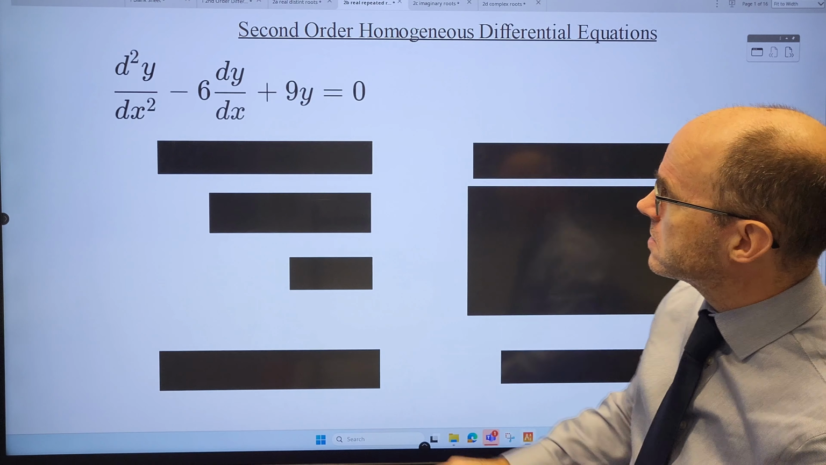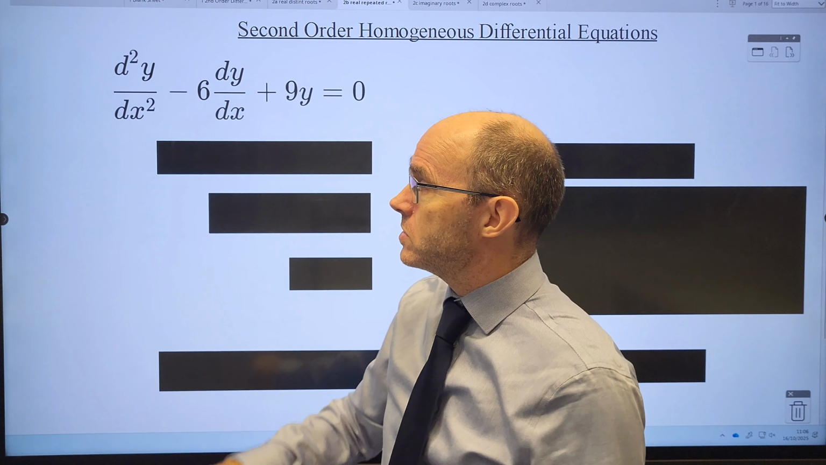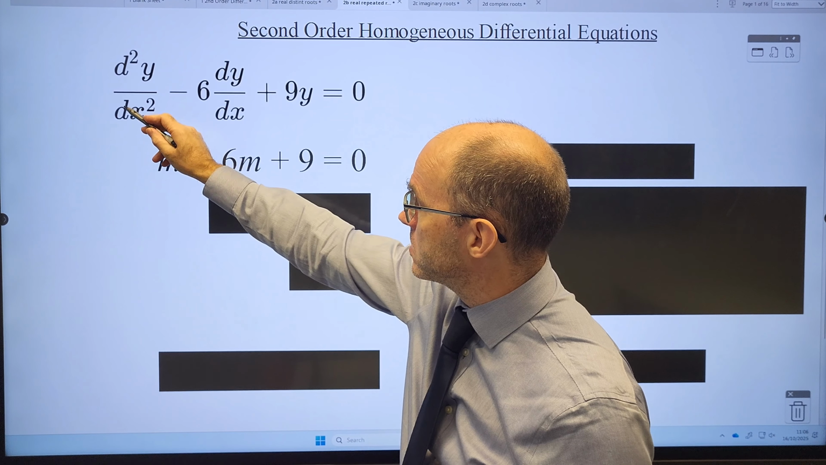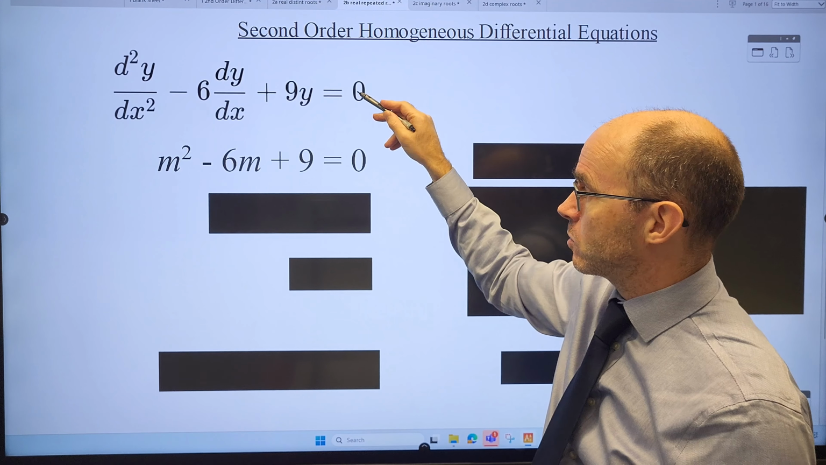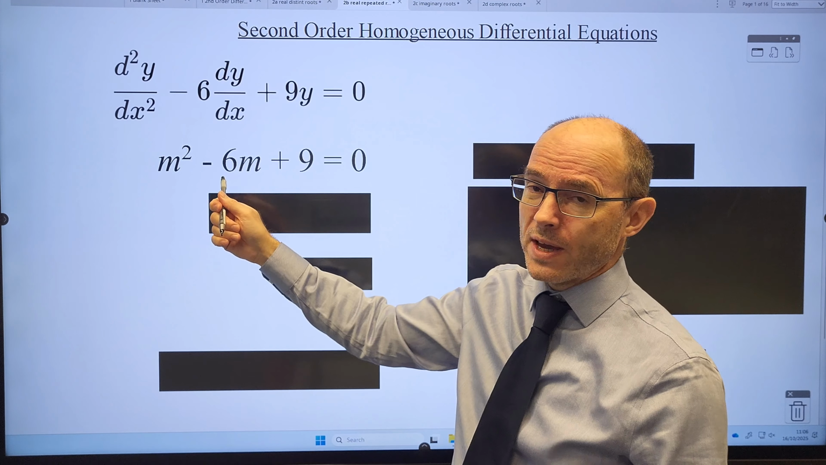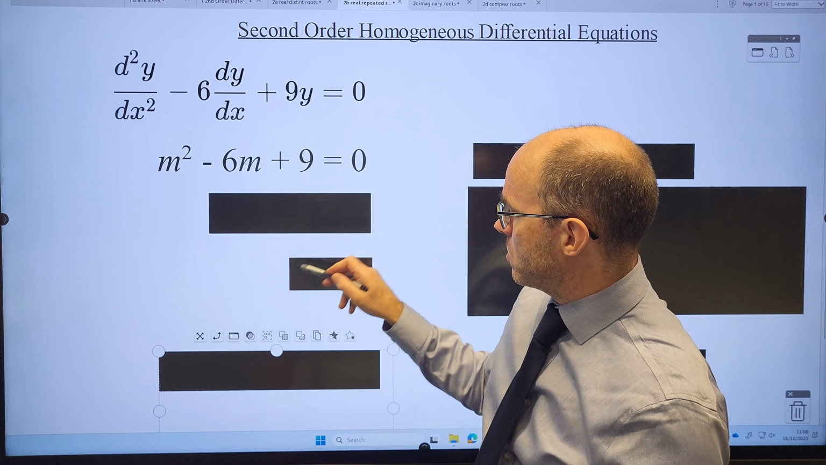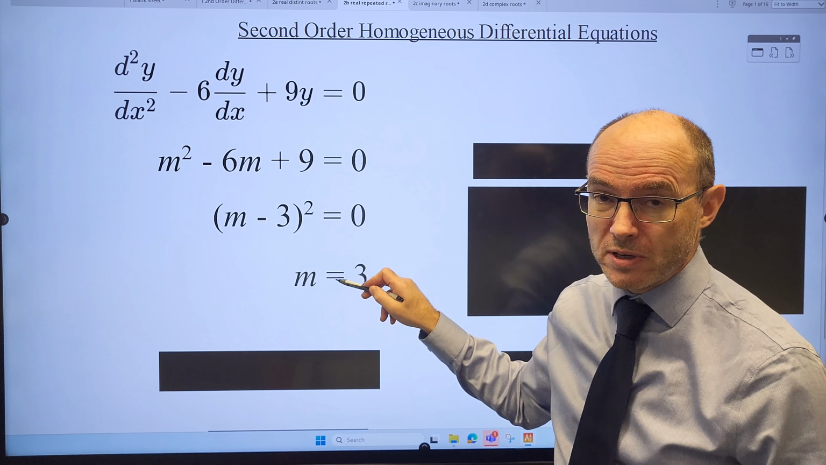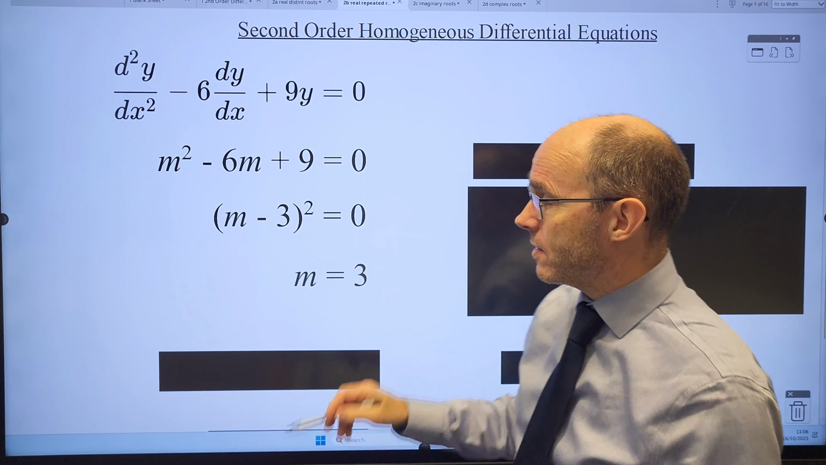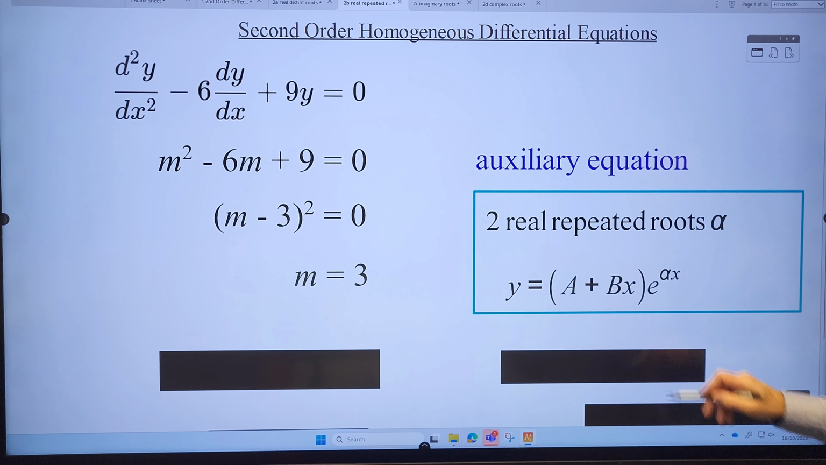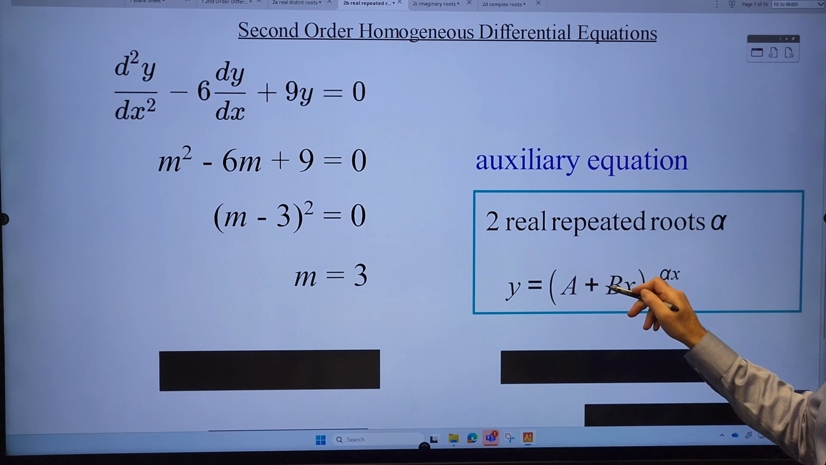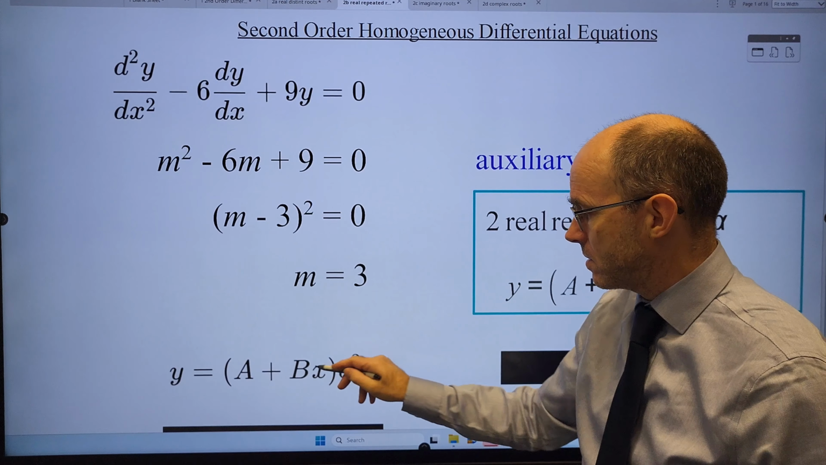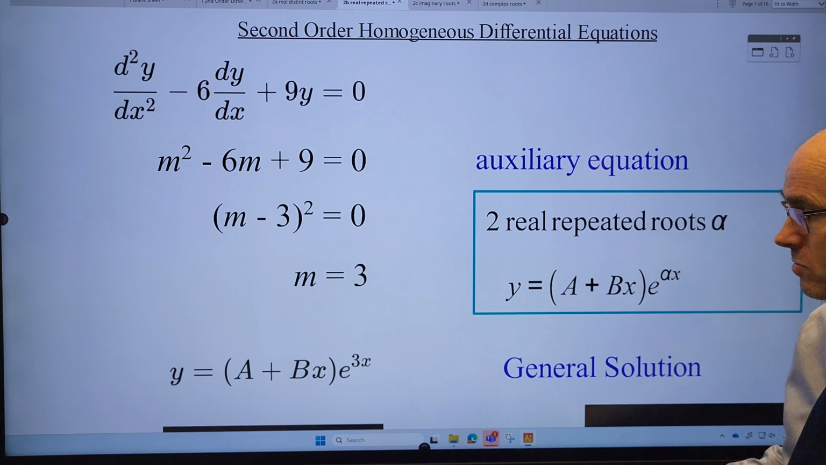So this is the second case. Same situation, always set up an auxiliary equation first. So that is going to be m squared minus 6m plus 9 equals 0. Then you solve that auxiliary equation. Notice the repeated roots, because you'll have m equals 3 twice, m minus 3 squared. In this particular case, for the repeated root, you just follow this rule here. So you've got A plus Bx, and then e to the whatever the root is, 3x. And that's your general solution.